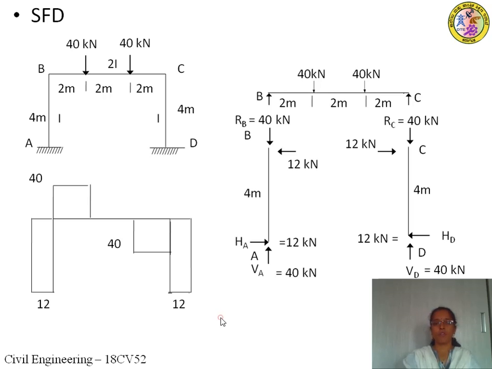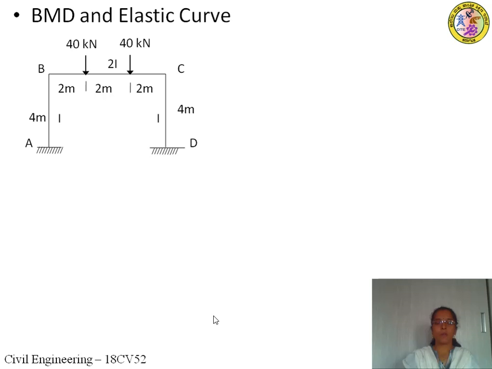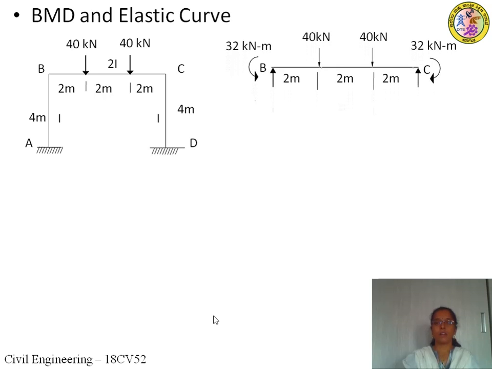Okay, so if you draw the positive and negatives, so this is the positive shear force for the beam line and this is the positive shear force for the vertical member, and these are the negative shear forces for horizontal as well as this vertical member. So this is the shear force diagram. In the next slide we will discuss how to draw the bending moment diagram and elastic curve. So to draw the bending moment diagram, consider each member with the support moments.